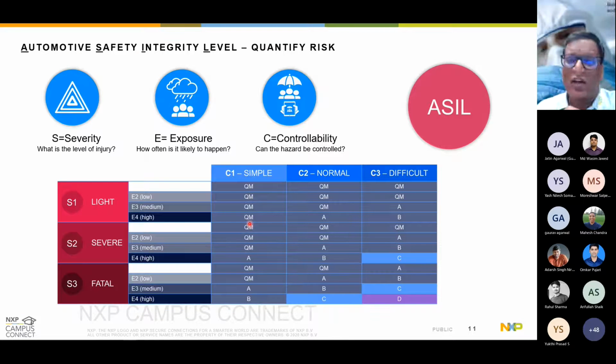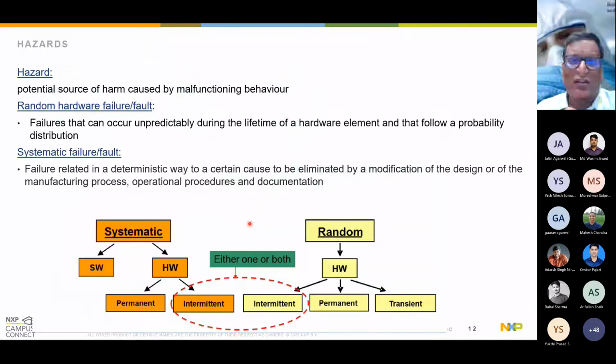Okay, so let's now look at hazard. I think I mentioned that a hazard is a potential source of harm that can cause malfunctioning behavior. For electrical and electronic systems, there are two classifications of failures. There could be a random failure. A random failure could be something like, you have an electronic system and during its lifetime, some component, maybe some resistor, some capacitor, some IC basically starts malfunctioning randomly.